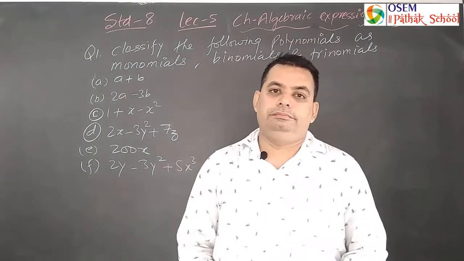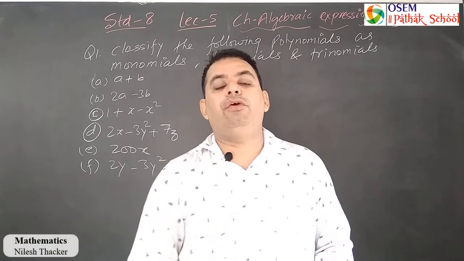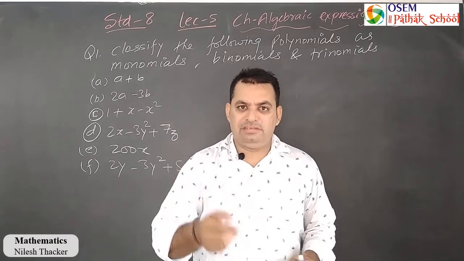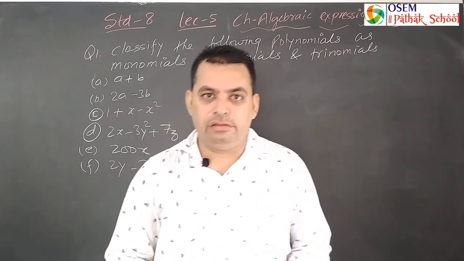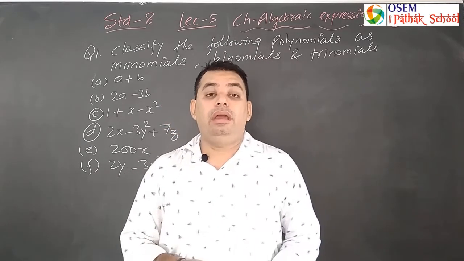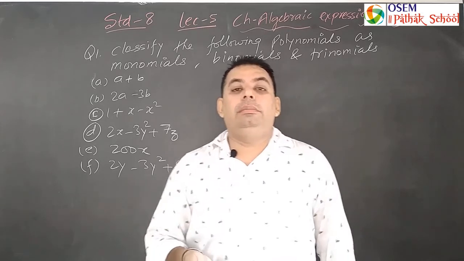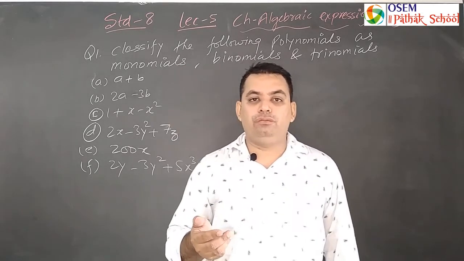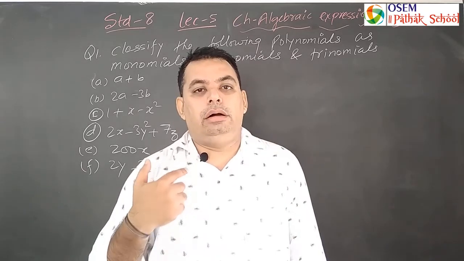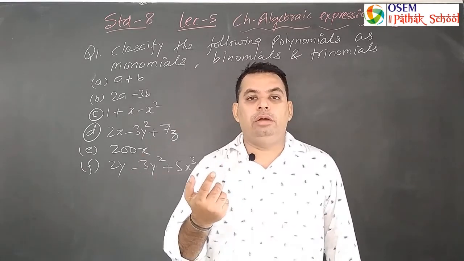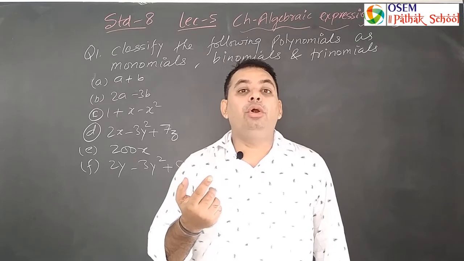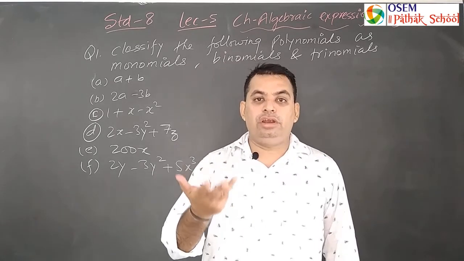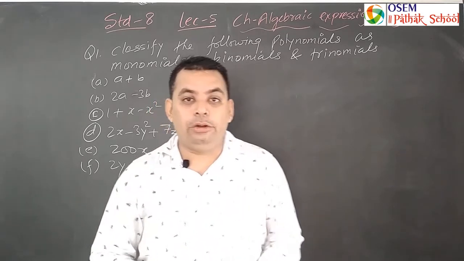Hello students. A few minutes ago, I explained the polynomials. These are algebraic expressions, one type of algebraic expression, based on terms. We have classified polynomials on the basis of terms also: a polynomial having one term is known as monomial, a polynomial having two terms is known as binomial, and a polynomial having three terms is known as trinomial.